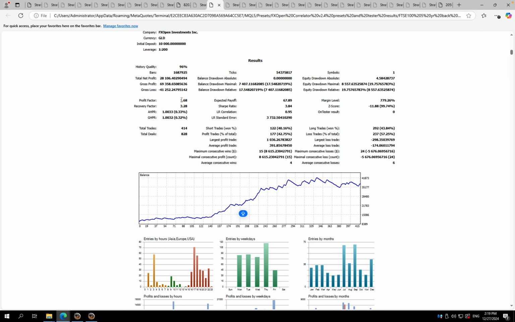Profit factor, that means the gross profit is a ratio of 1.68 relative to the gross loss. So the higher this figure is, the better. 114 trades over a 5-year period on the 1-minute time frame. Balance drawdowns, very important. The maximum is on equity at 19%.